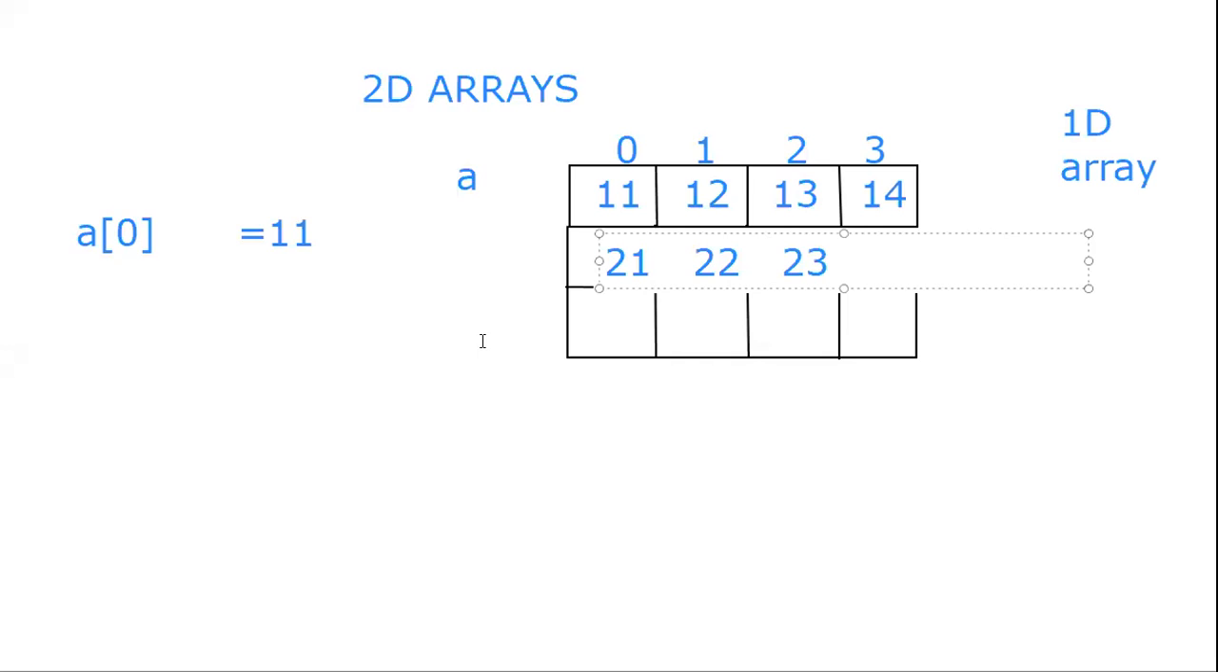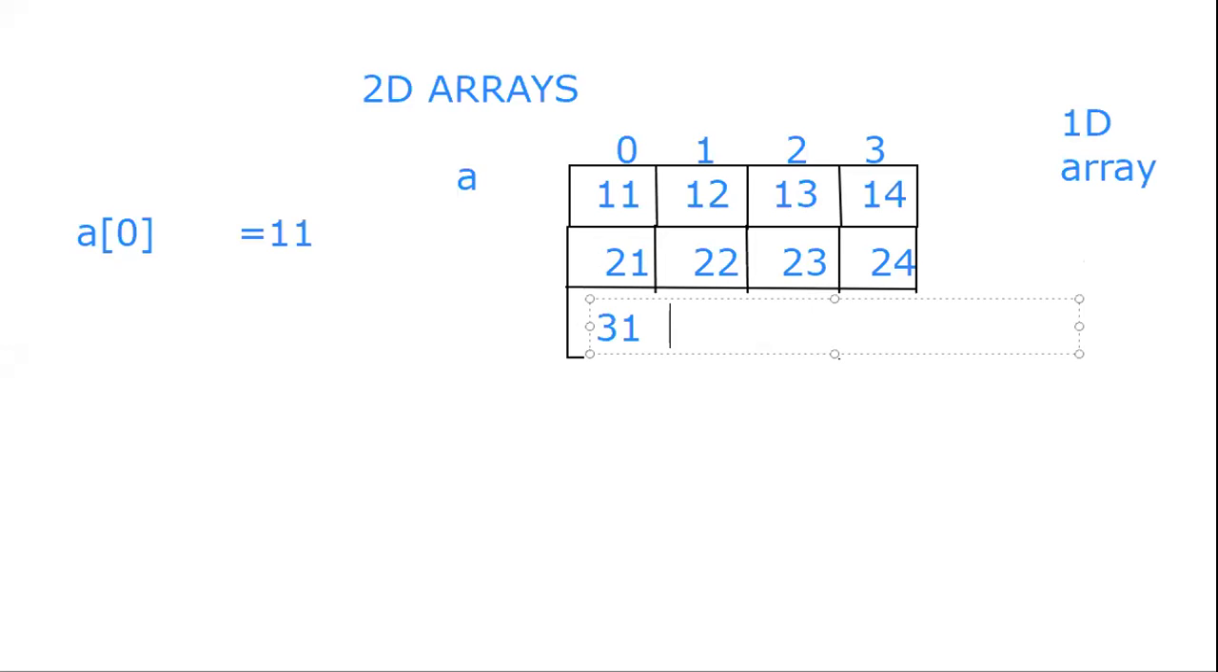We have seen like this, right? So here we have these values. Say next one we give 31, 32, 33, 34. So this is a matrix. Yes, so we all agree that this is a matrix.